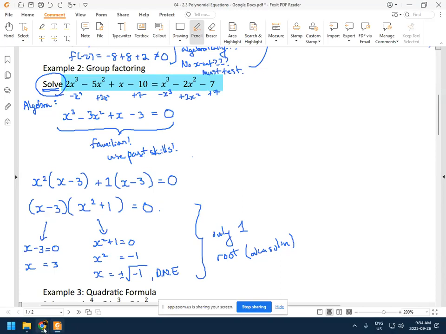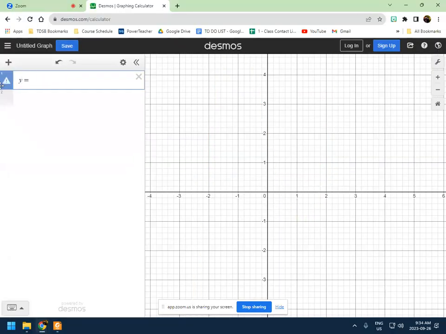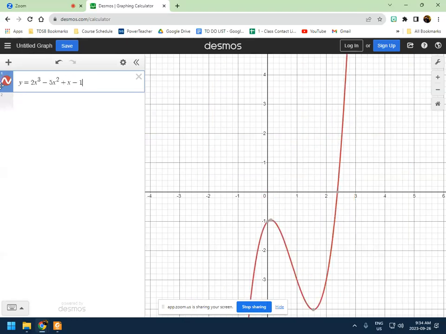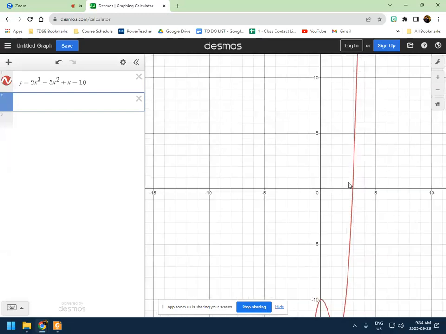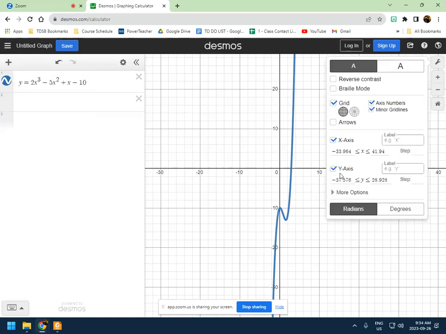I'm going to put this in Desmos once again. Here we go. Y equals, what was the first one? 2x cubed minus 5x squared plus x minus 10. This was our first curve. Let's see if I can make that any bolder. Let's put that as 5. Okay, you see it? Everyone see it?